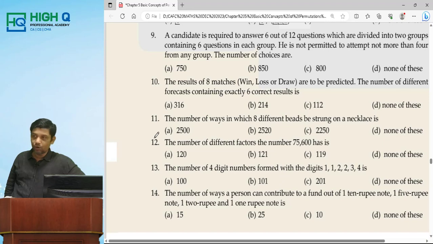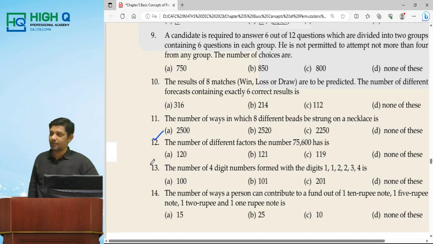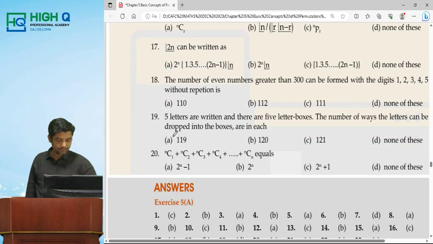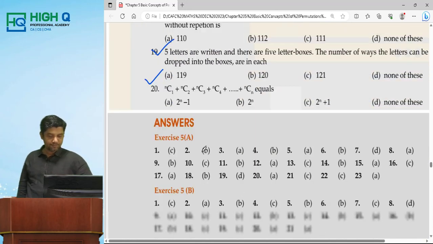Mark sum number 12 homework. I will teach this method, okay, but after that only you are going to do digit problems. Along with this problem, do that. 13th homework, 14th homework, 15th homework, 16th homework, 19 homework, 20 homework.